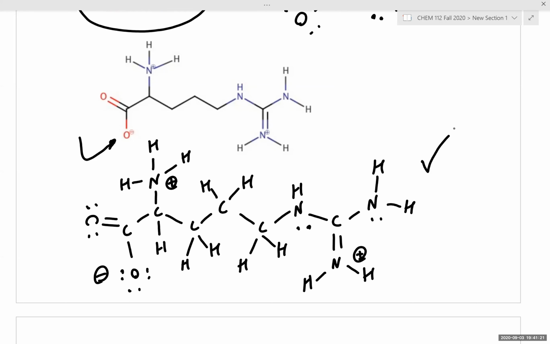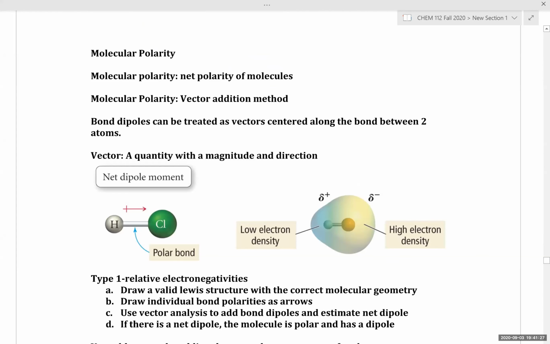Perfect, perfect. So we've developed skills in terms of drawing out valid Lewis structures. What we're next going to talk about is how molecular shape, molecular geometry, and bond polarity impact molecular polarity. So molecular polarity is the net dipole in our molecule. The method that I like to use is known as the vector addition method, where bond dipoles are treated as vectors centered along the bond.